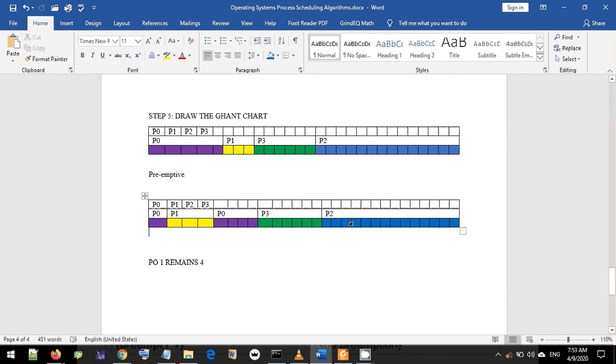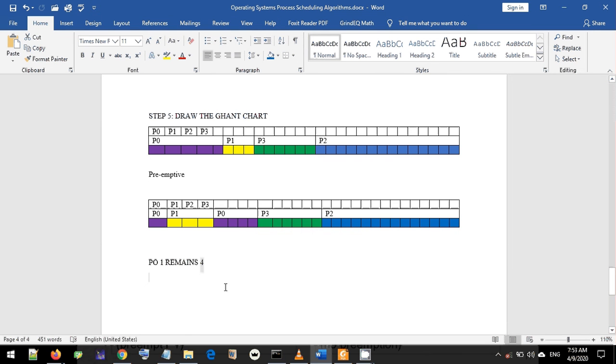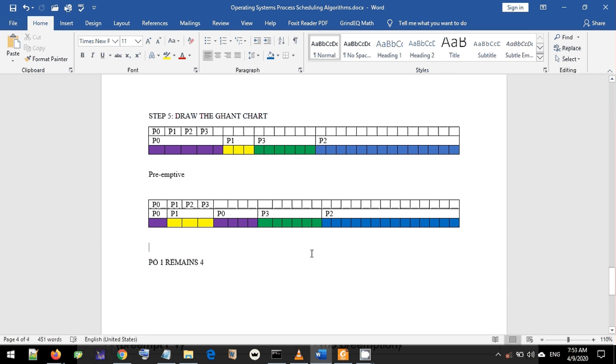So what does that mean? This means that if we compare now, we see that process 0 with the execution time of 4 is smaller than process 3 with the execution time of 6, and is equally smaller than process 2 with the execution time of 8. That is why process 0 will take the processor immediately after process 1 has finished executing.